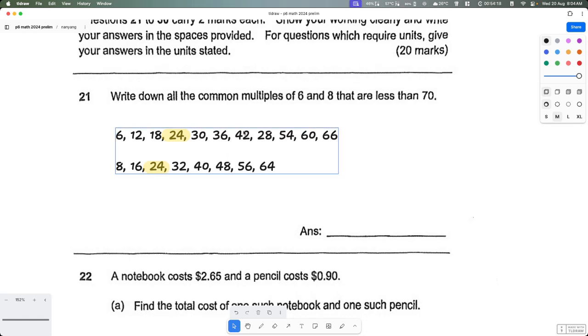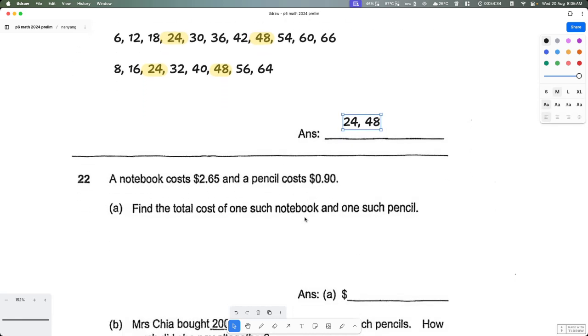Or is it? Oh my God, I almost forgot, 48. Okay, so 48 as well. So the answer is 24 and 48. All right, let's move to the next question.